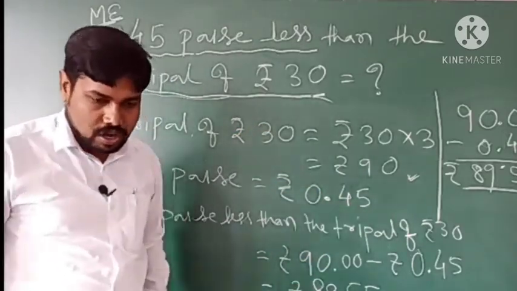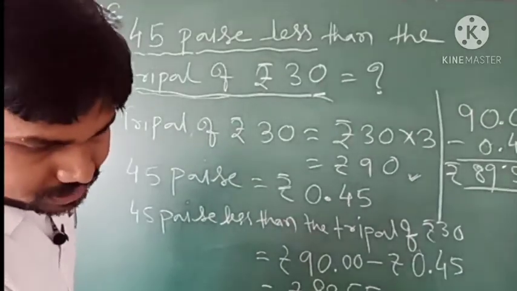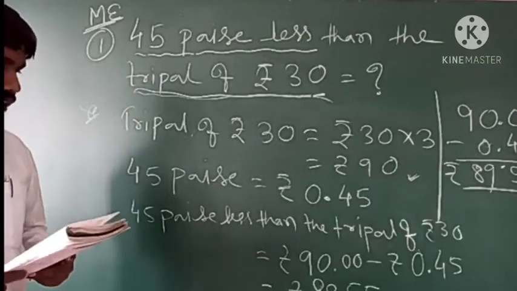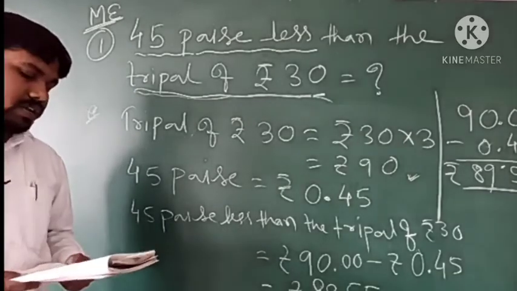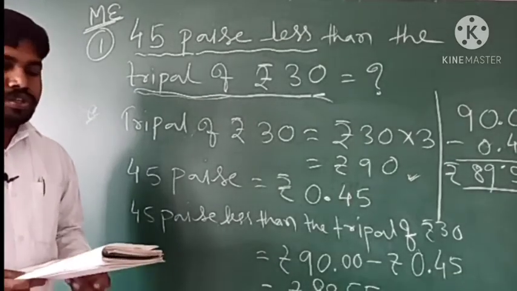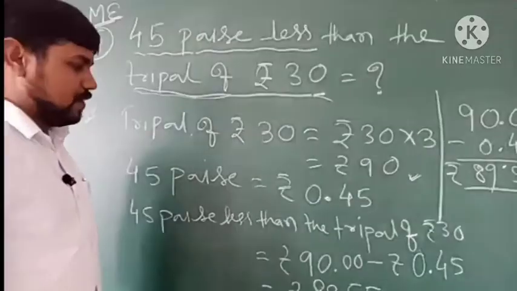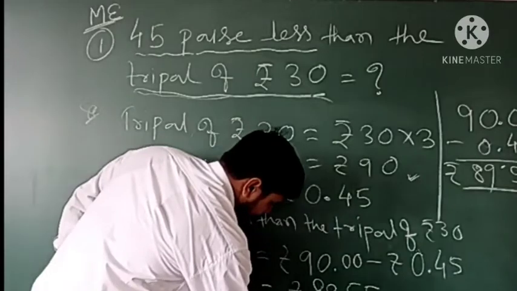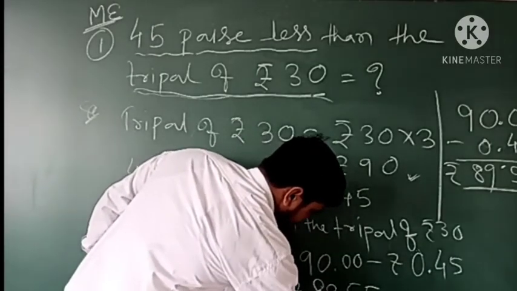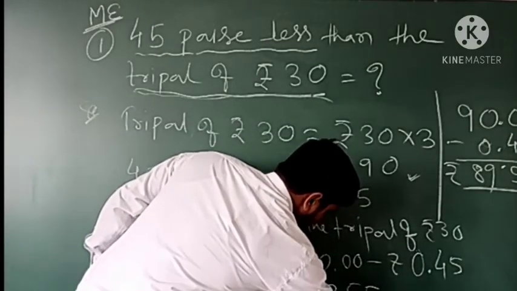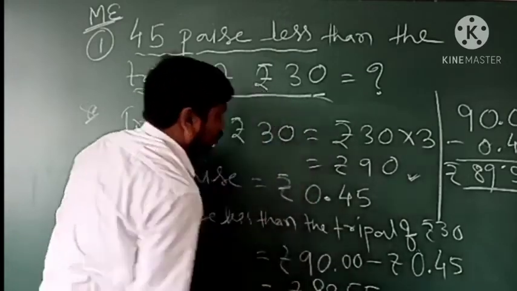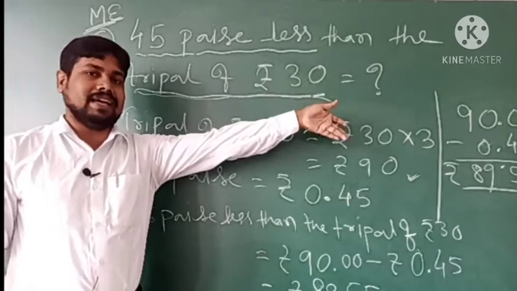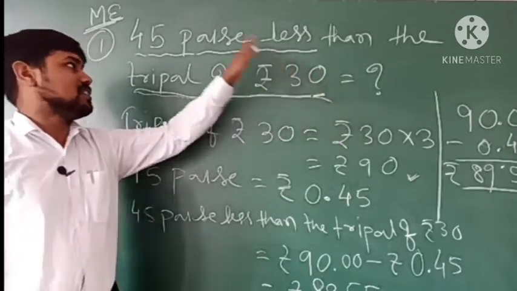So which option is this which we have here? It is in paise. So if you want, you can convert into paise also. So it will be 8955 paise. Or very simply you can convert this directly into paise, and after converting into paise you can subtract this much.